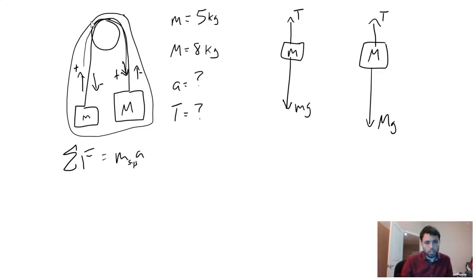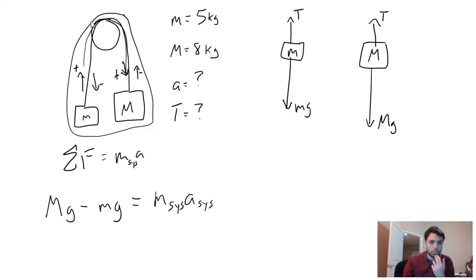Let's think about Newton's second law. The forces acting on the system are the weight of the big mass, big Mg, minus the weight of the little mg, right? And look at the signs here. Positive big Mg, because we said down on the right side is positive, minus little mg, because on the left side down is negative. And they must equal the mass of the system times the acceleration of the system, which is what we're trying to find. Because they're all connected by a rope, they all have the same acceleration.